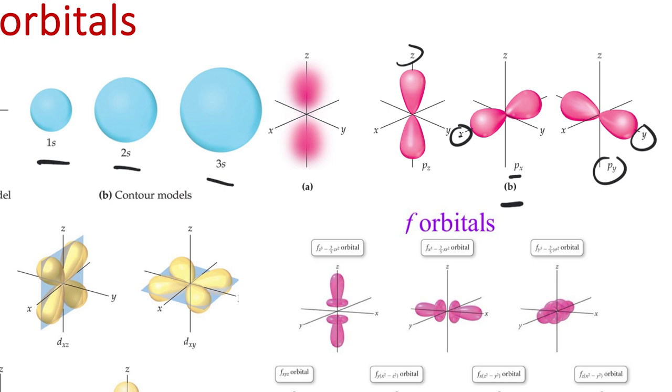Now, sometimes we get confused when we start thinking about M sub L values. Does the -1 refer to, which one does the -1 refer to? Which does the 0 refer to? Which does the +1 refer to? And the answer is that's way too complicated for this class.